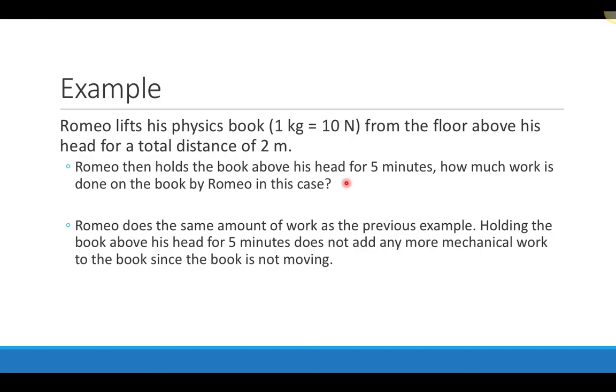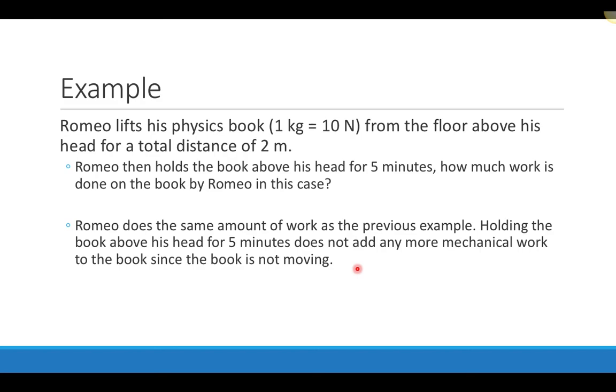So this is a harder question to think about conceptually because I think everybody would agree that you lift the book above your head. All right, that's great. But then you have to hold it there for 5 minutes. Your arms are going to get tired, right? So you would think that it would require more work to lift the book up and then hold it above your head for 5 minutes versus just lifting the book up and holding it above your head. But the answer is that it's the same amount of work in both cases.